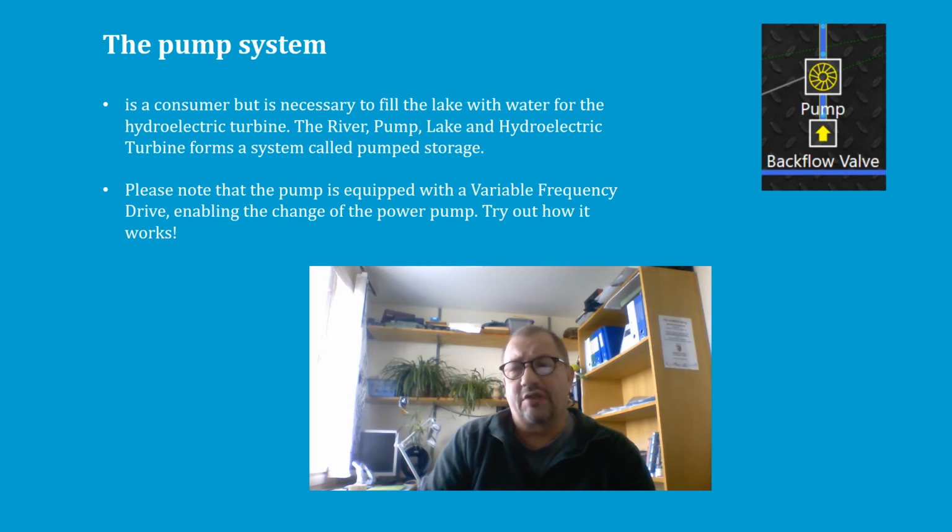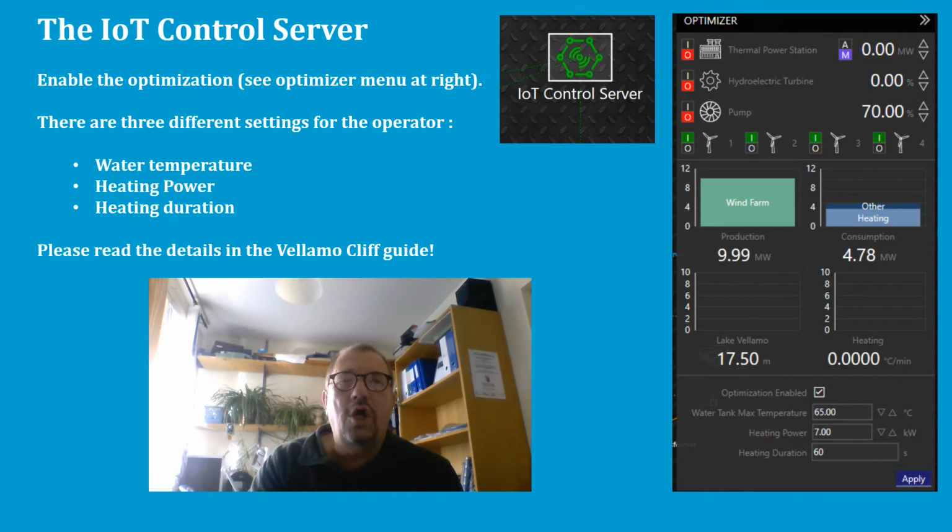Please note that there is a big head in the conduit, meaning the pump needs a lot of power before it is able to lift water up to the lake. Try out how the variable frequency drive works by making a change and look at the impact of the new settings in the graphs. The IoT control server is a central computer on which the grid optimizer program is running.